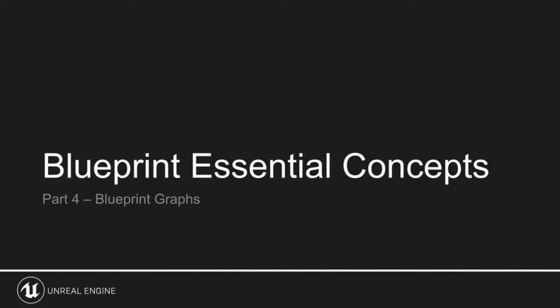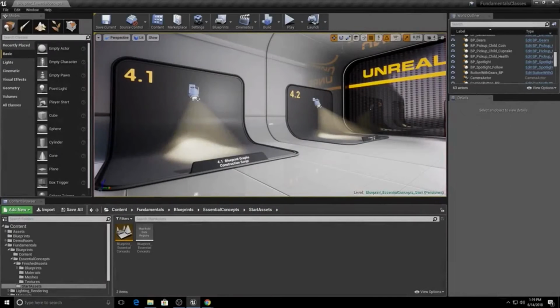In this video, we'll take a look at the different types of blueprint graphs that you'll be working with and what they are used for. We'll also show you the basics of navigating those graphs so you feel more comfortable moving around within the blueprint editor. So here we are inside of the editor, and we have two stalls here with two different blueprints.